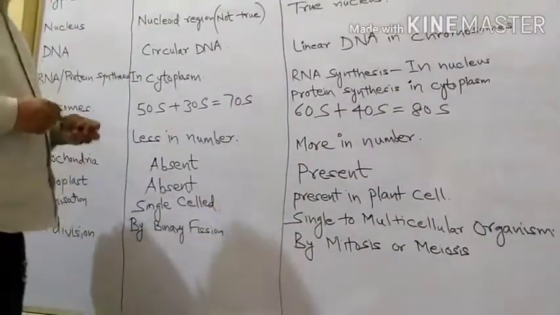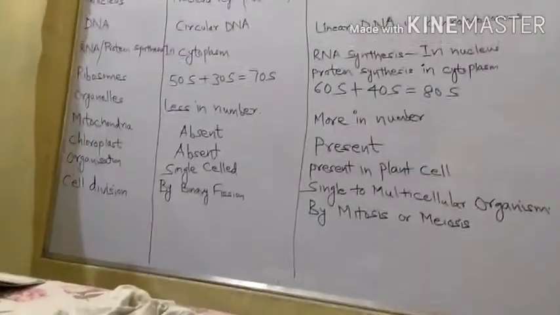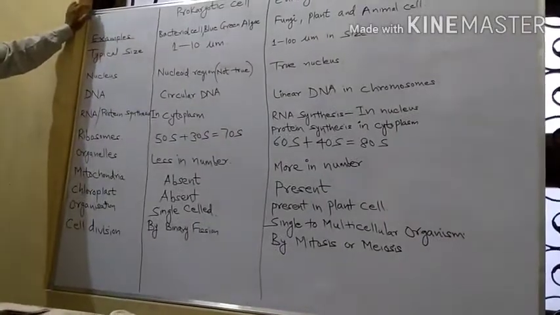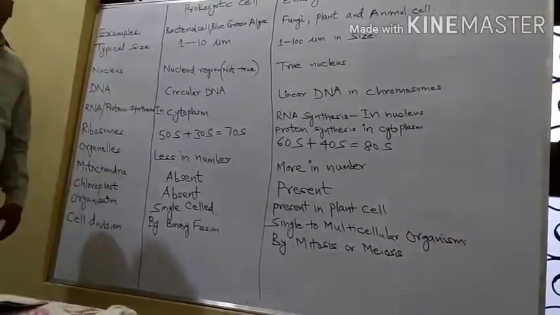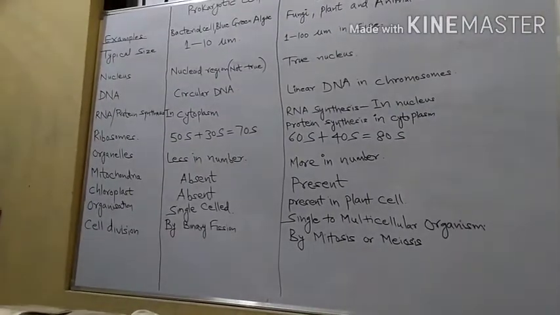So in this way we have discussed the differences between prokaryotic and eukaryotic cells, and with this our first chapter is completed. It was about the cell, plant and animal cell, prokaryotic and eukaryotic cell.